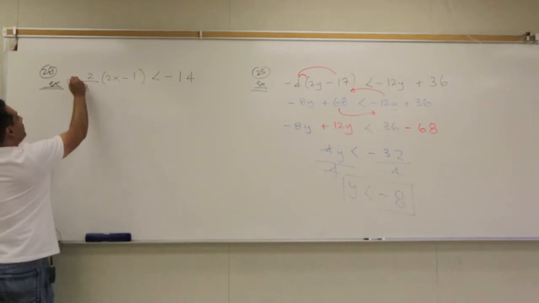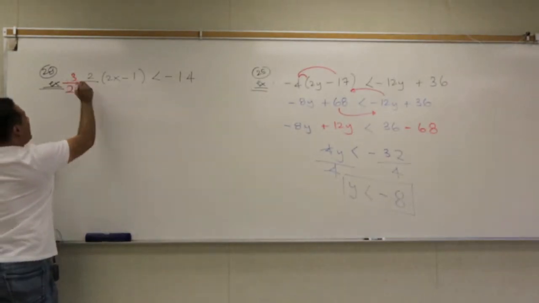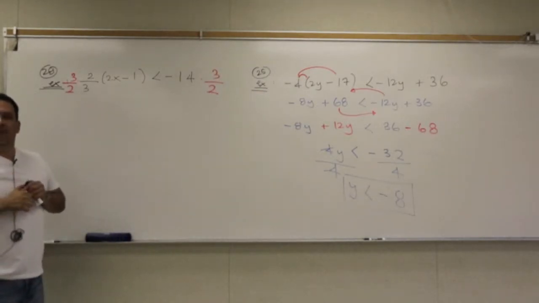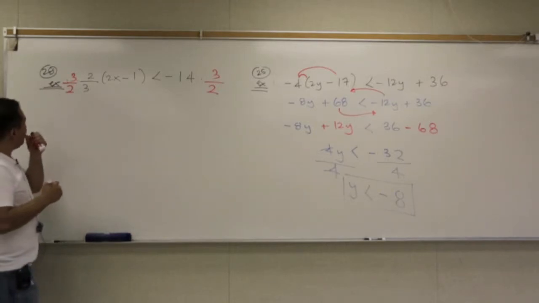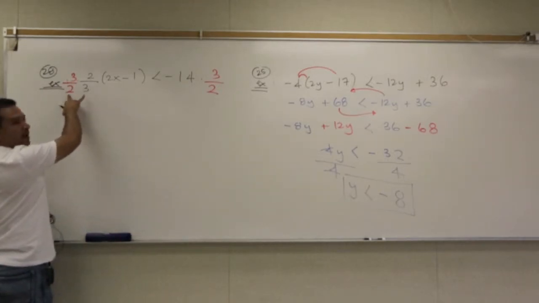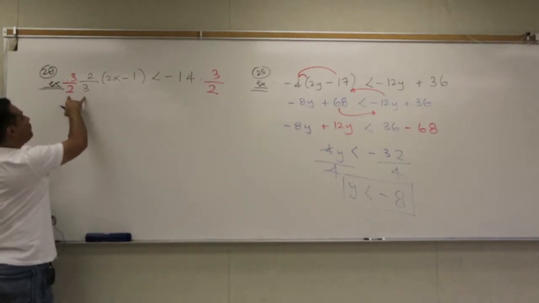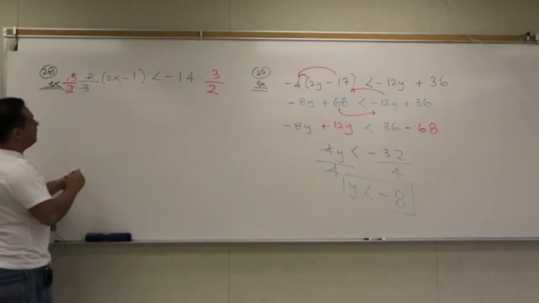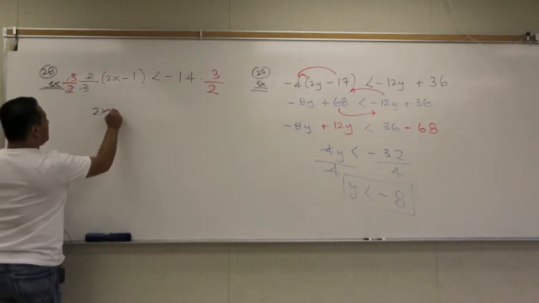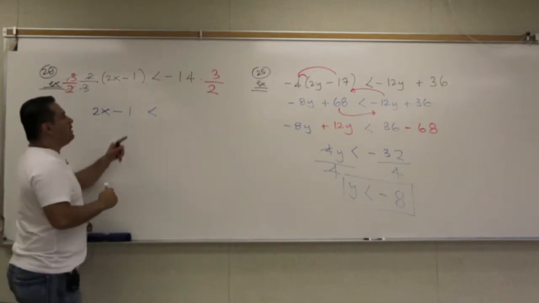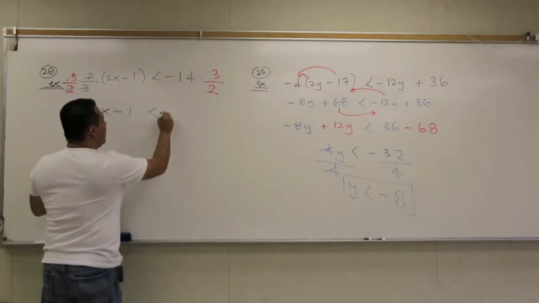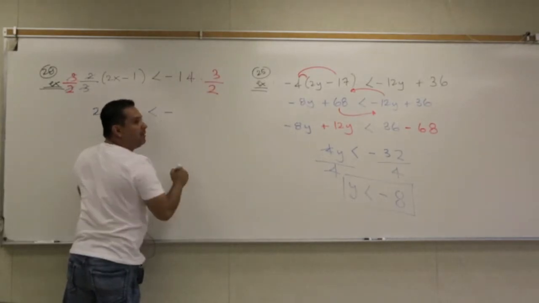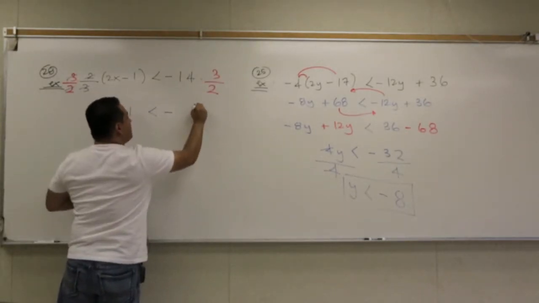What's the reciprocal of 2/3? 3/2. Multiply 3/2 to the left. Multiply 3/2 to the what? To the right. And then what happens here? What's the product of two reciprocals? Don't they cancel, or isn't that the number 1 again? Good. So that's gone. What you now have is 2x minus 1 less than, what's a negative times a positive? It's negative. What's that 14 being multiplied to? The 3 or the 2? Good. What's 14 times 3? 42.